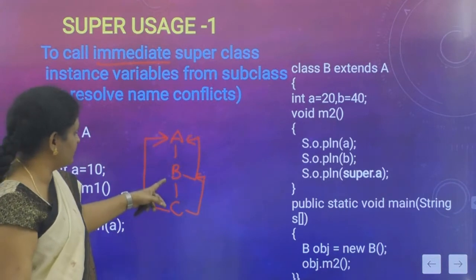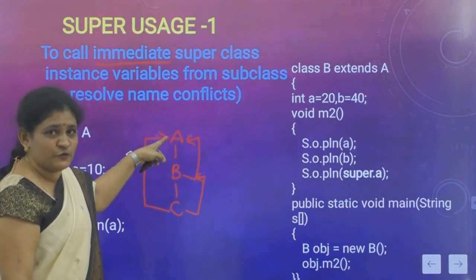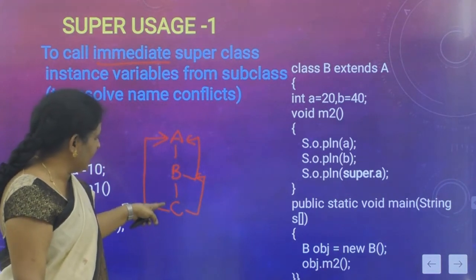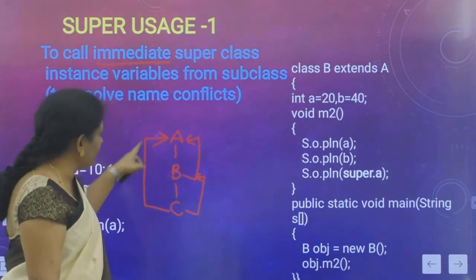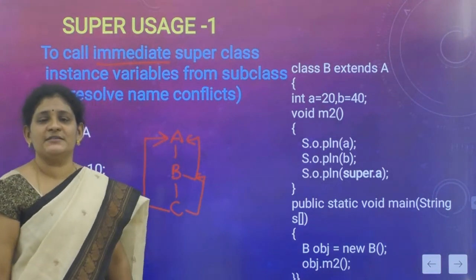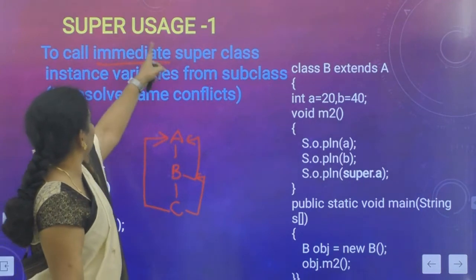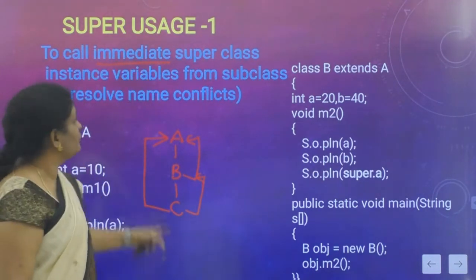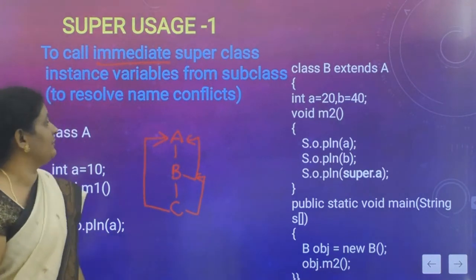Once again, I'm repeating, students. From B, I can access A members by using super keyword. From C, I can access B members by using super keyword. But from C, I cannot access A members by using super keyword. So that is the meaning of immediate superclass here. To call immediate superclass instance members from subclass, we use super keyword.